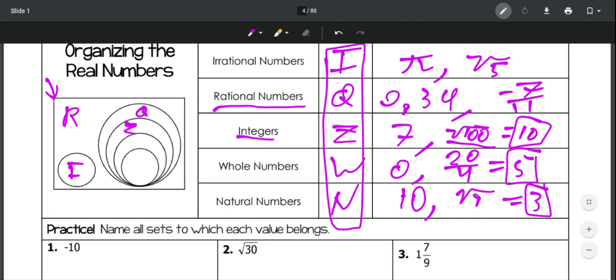So Z. Now, that means that every integer is a rational number. That's what these circles mean. So if it's inside of this circle, that means that all of these are going to be rational, and so on. So if you have a natural number here, our natural number is going to be also a whole number, an integer, and it's going to be a rational number. So that's why I gave you this chart, and that's what it would look like. So pause the video and write that down if you have not already.